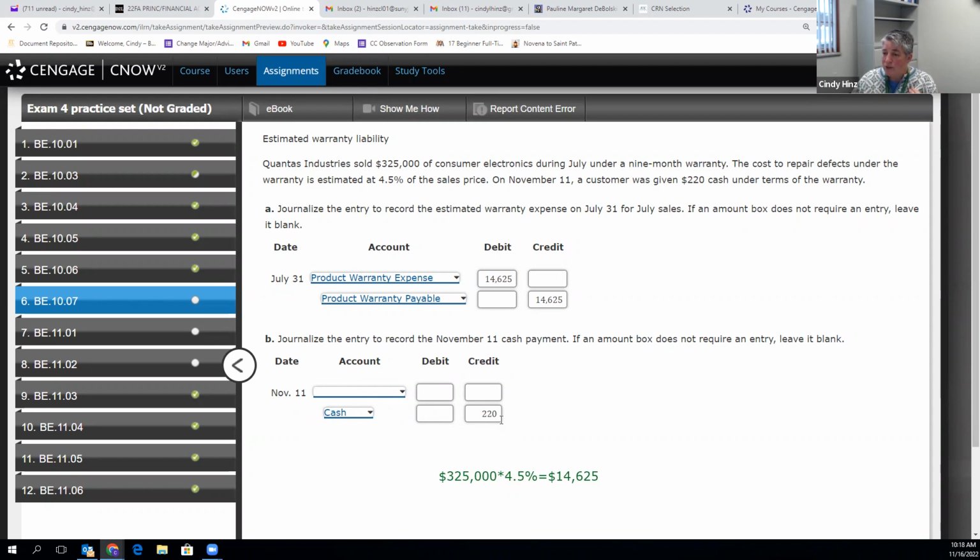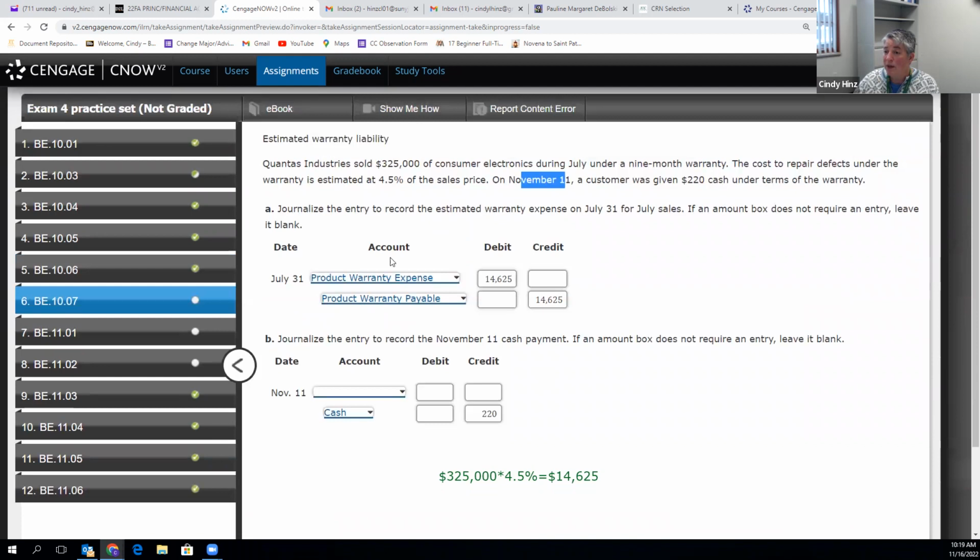So we spent $220 in cash, but remember, we knew back when we made the sale, whenever that was, it could have been up to 9 months ago that we made this sale. Oh, so that's on November, sorry. It could be anytime from March to November that this sale happened. And at the time, whenever that sale happened, we had already estimated that there was a risk that that particular consumer electronic would need to be repaired or replaced, or apparently given money back.